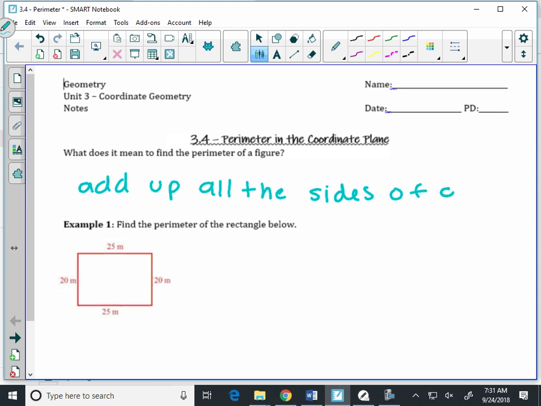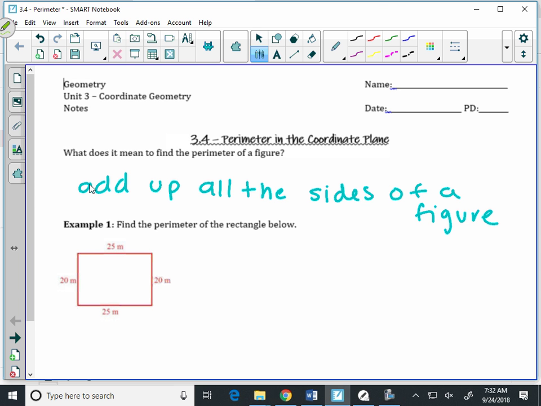Add up all the sides of a figure. What is this? Find the perimeter of this. You know, hey, I have to add up all the sides of the figure. Okay, so if we take a look at this example, it says find the perimeter of the rectangle below. Well, we just said when you find the perimeter, you add up all the sides. So that's exactly what we're going to do here.